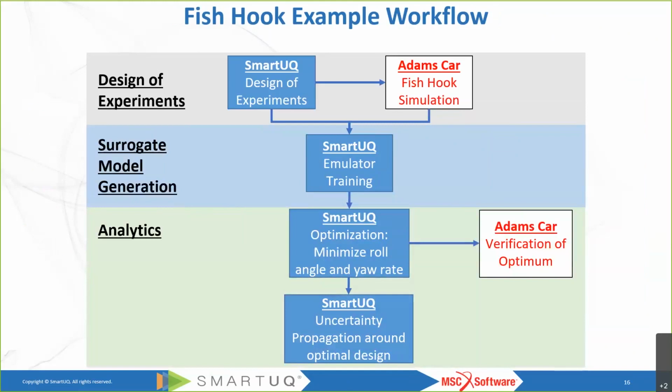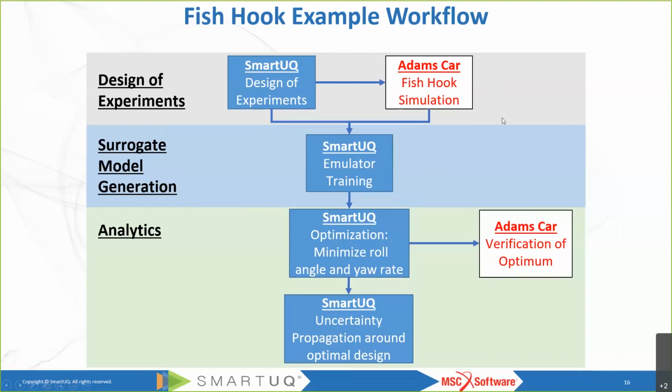So before we move into more of a demonstration of how this is all going to work, I want to take a moment to review the workflow and how things are going to proceed. In our first step, in our design of experiments step, this is where SmartUQ is going to go out and ask Adams Car for the list of inputs and possible outputs. We're going to select amongst those the inputs and outputs we're interested in studying for this example. Then using that information, we're going to create a design of experiments in SmartUQ. We're going to have SmartUQ ask Adams Car to run those simulations, and then Adams Car is going to send back to SmartUQ the results of the simulations.